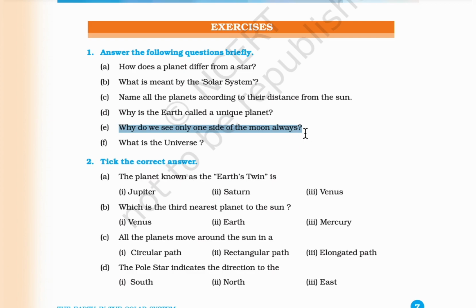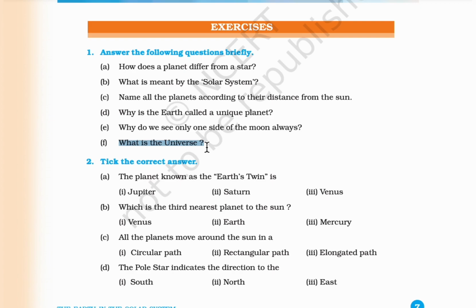Next, why do we see only one side of the moon always? So we see only one side of the moon always because the moon's one revolution is equal to one spin. So we can only see one side of the moon. Next, what is a universe? The universe is the large number of the combination of all the galaxies.